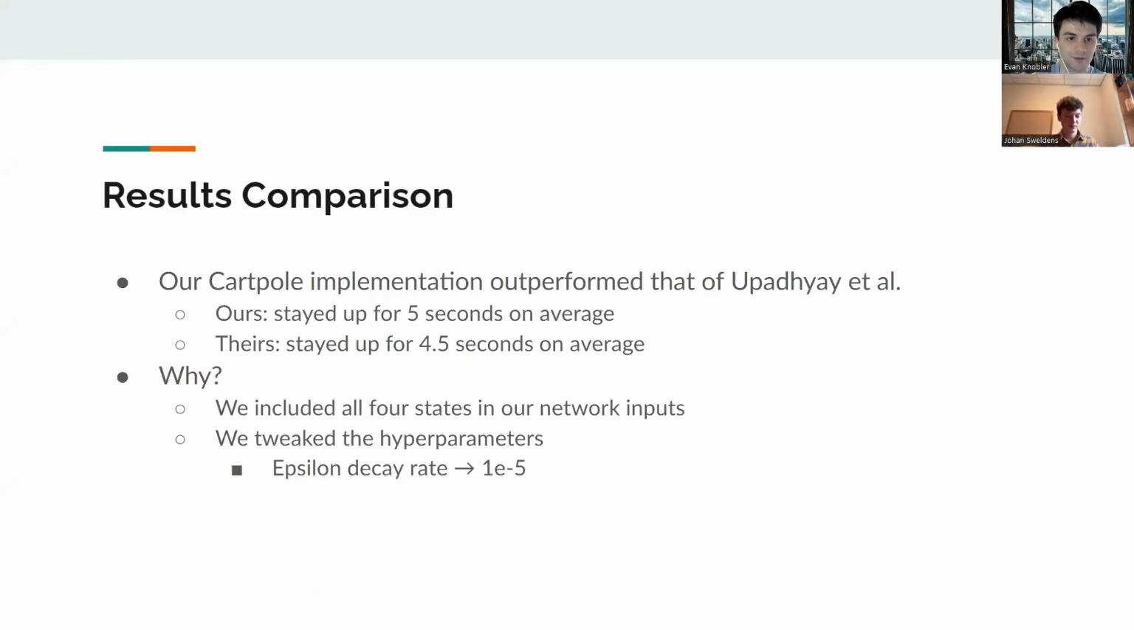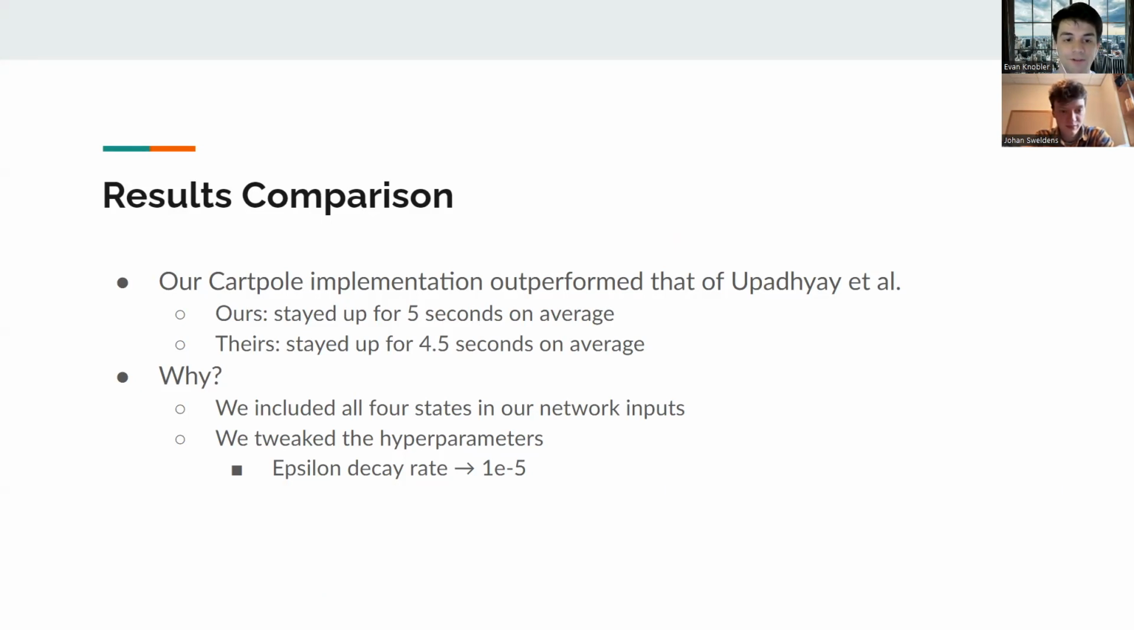To compare our results with the results of the paper, we found that our CartPole implementation very much outperformed that of the original paper. We were able to keep the pole standing up for 5 seconds on average, while the paper was only able to keep the pole up for 4.5 seconds on average. This is likely attributed to the fact that we included all 4 observation states in our neural network input, while the paper only used 2, as we mentioned before.